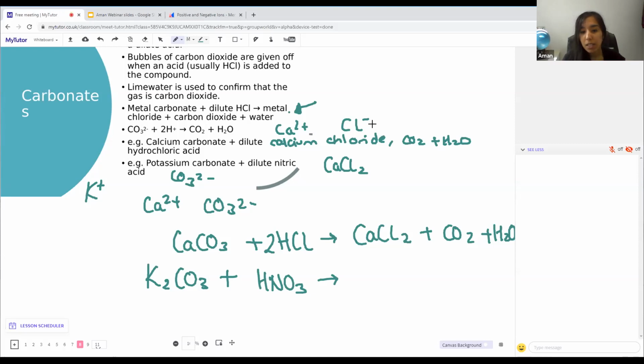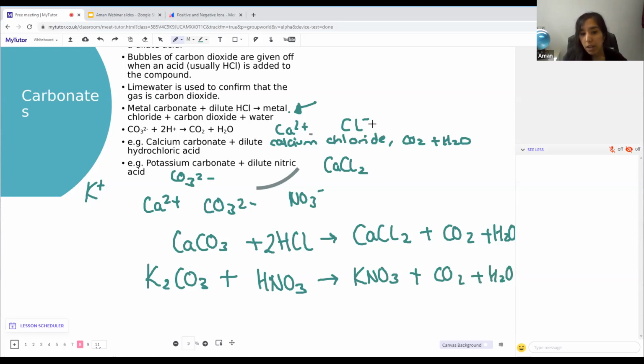It's then going to form potassium nitrate. I've told you that NO3 forms a negative charge like that, and potassium forms a positive charge. So when they bind together, it'll just be 1 potassium to 1 nitrate. So potassium nitrate is KNO3. We've then got our carbon dioxide and our water.